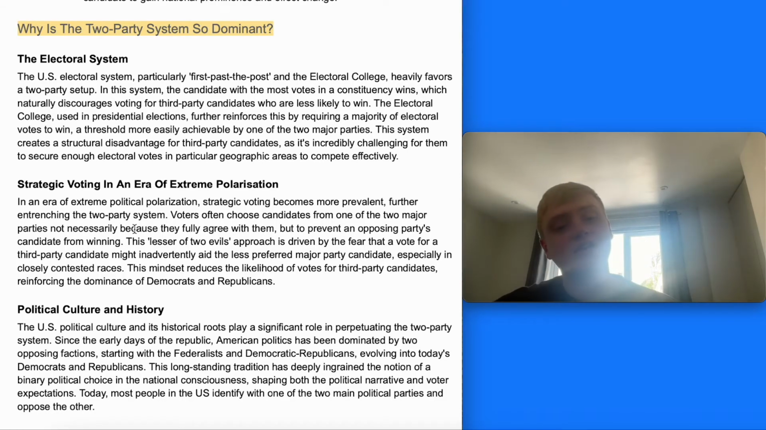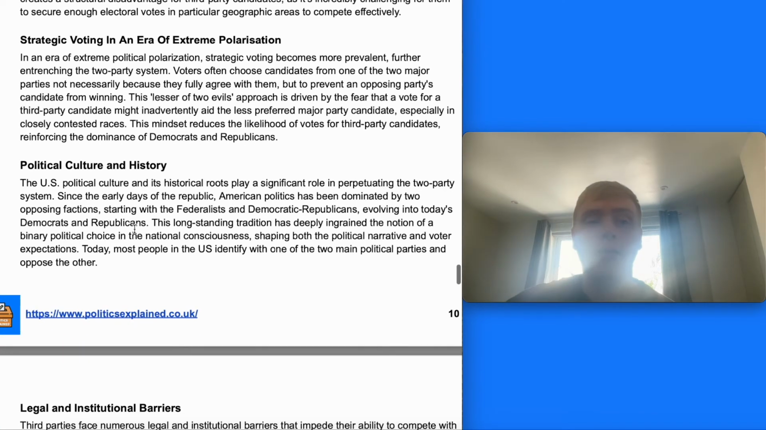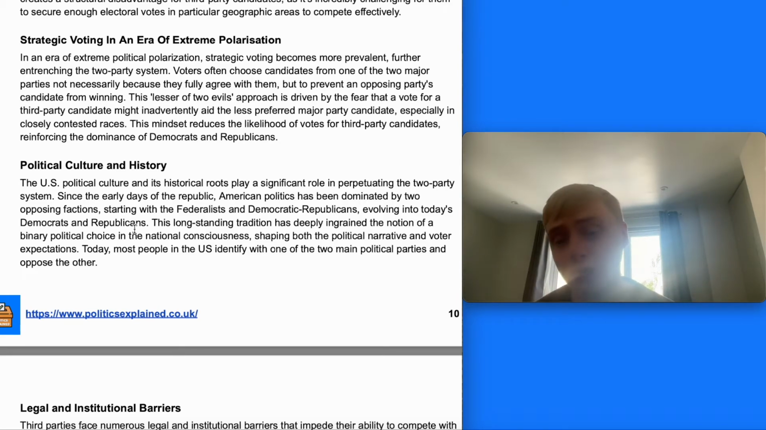Crucially, extreme polarization makes the job of third-party candidates even more difficult, as voters are more likely to vote strategically. Voters often choose candidates from one of the two major parties, not necessarily because they fully agree with them, but to prevent an opposing party's candidate from winning. And in this extreme polarization, the other party's candidate for each side is being seen as a lot more dangerous.